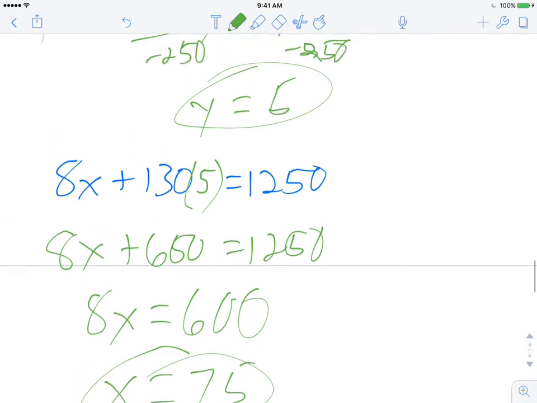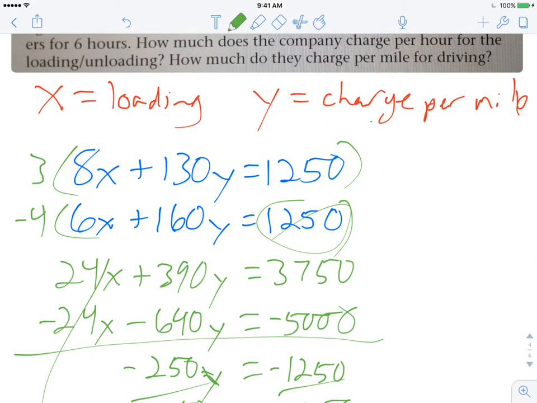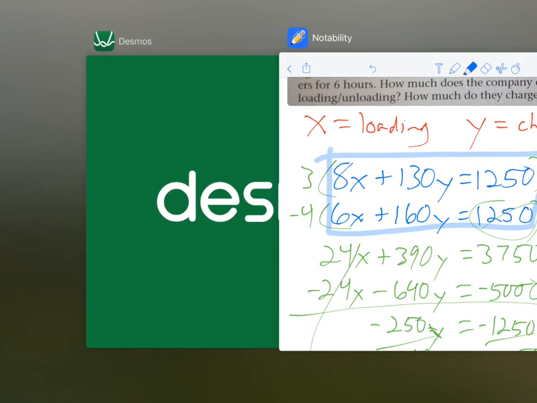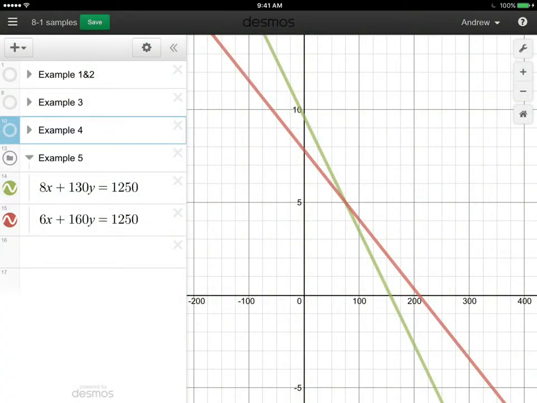All right. So I wanted to show you again that we can actually take these two equations right here and put them into Desmos so we can get the same result. So I already graphed them, and if you take a look at the graph, that point right there is at 75, 5: $75 per hour of loading and unloading and $5 per mile of driving.